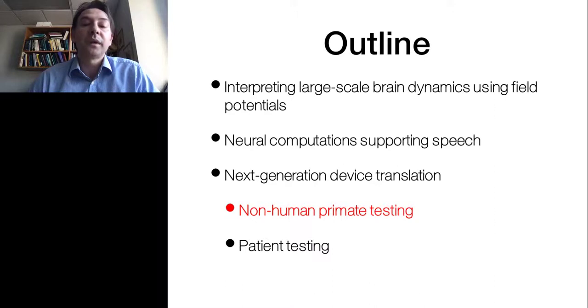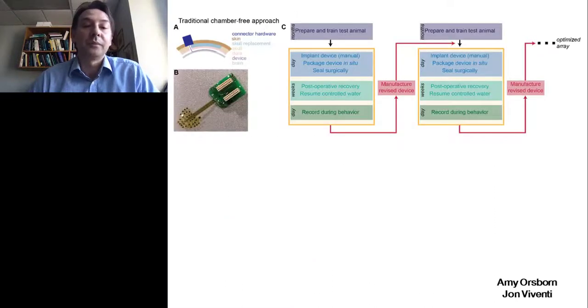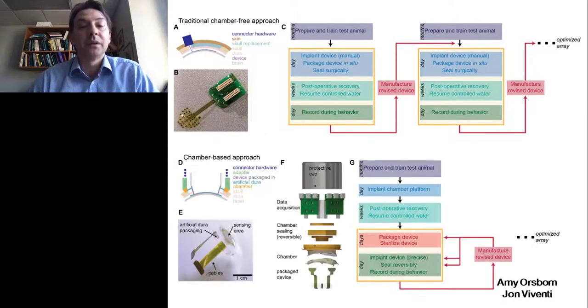So we've done a number of studies to test these devices in our monkeys. The way we've done this is to revise how we think about the testing cycle. Instead of pairing and training animals and then implanting a device and seeing how it does, revising the device and then implanting it again in a different animal, we developed a system whereby we could package the device, shown in panel E, and then place it inside an implant, shown in panel D and F, that allows us to prepare one animal and then implant many devices rapidly.